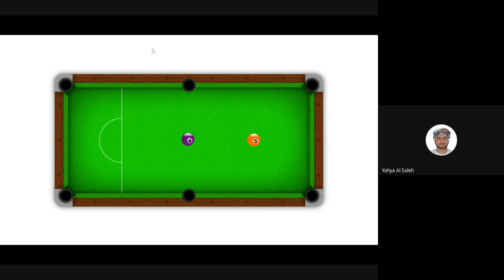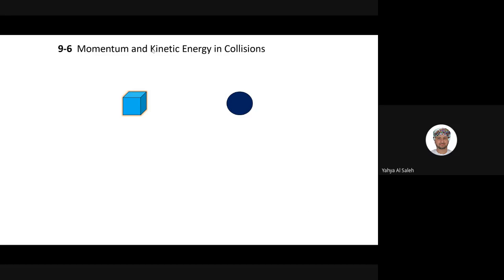No problem. Okay. So here's the example of billiards. The orange ball moves with some velocity, hits the purple one. Now here's a key component. After hitting it, the orange ball stops and the purple ball starts moving. Okay. How do we analyze the situation?